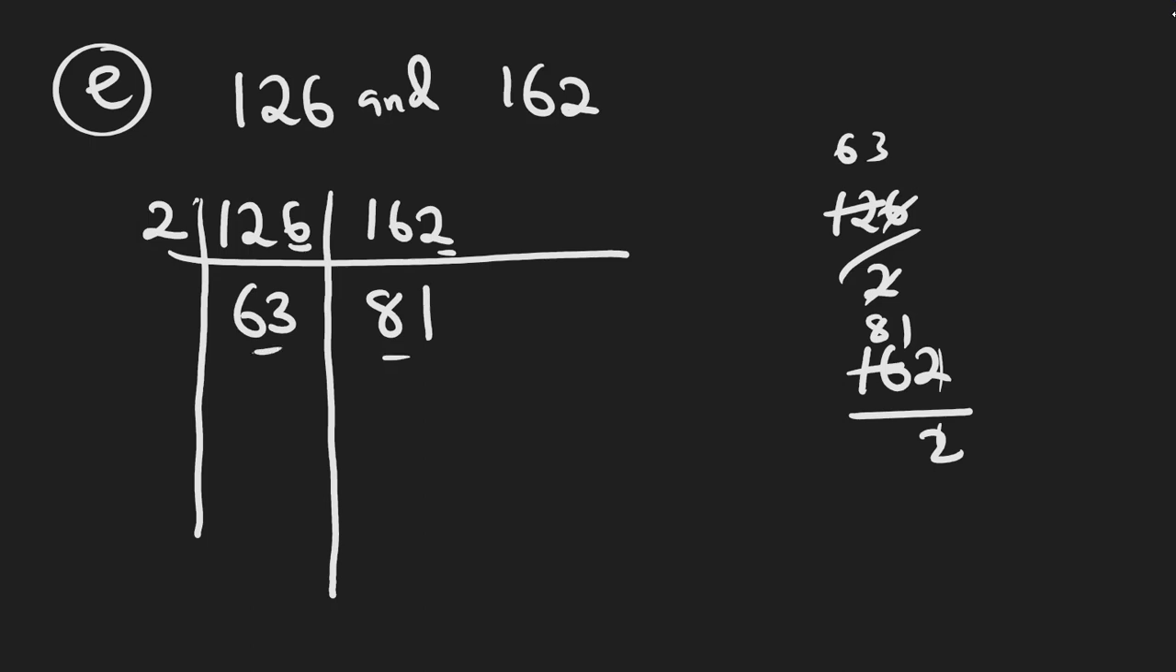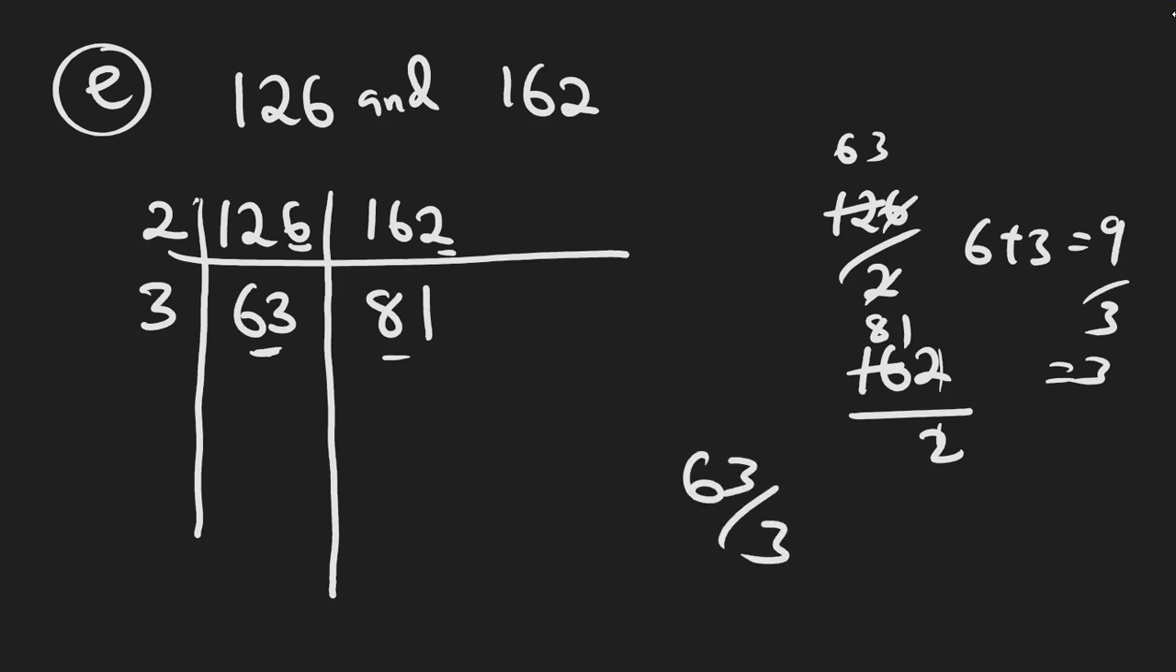2 cannot go into 63 because it does not end with 2, 4, 6, 8, or 0. So 2 cannot go, but 3 can go. We say 3 can go because 6 plus 3 will give us 9, and 9 divided by 3 is 3. So 63 divided by 3. 6 divided by 3 is 2, and 3 divided by 3 is 1. So it will go 21 times. And 81 divided by 3 is what? It is 27. What can go into both 21 and 27 is 3. 21 divided by 3 is 7, and 27 divided by 3 is 9.